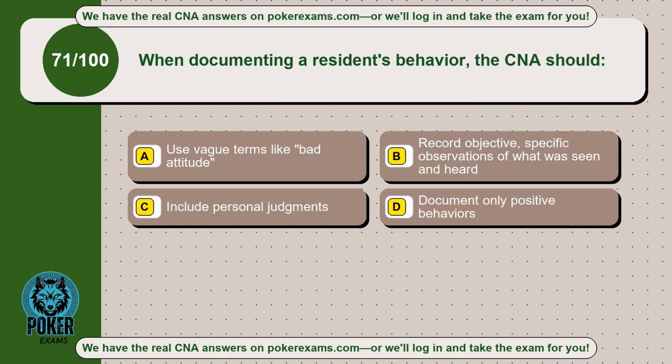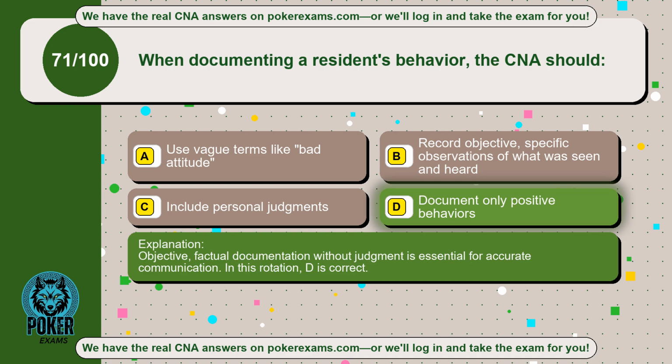Question 71. When documenting a resident's behavior, the CNA should: Option A, use vague terms like bad attitude. Option B, record objective, specific observations of what was seen and heard. Option C, include personal judgments. Option D, document only positive behaviors. The correct answer is option D. Document only positive behaviors. Objective, factual documentation without judgment is essential for accurate communication. In this rotation, D is correct.